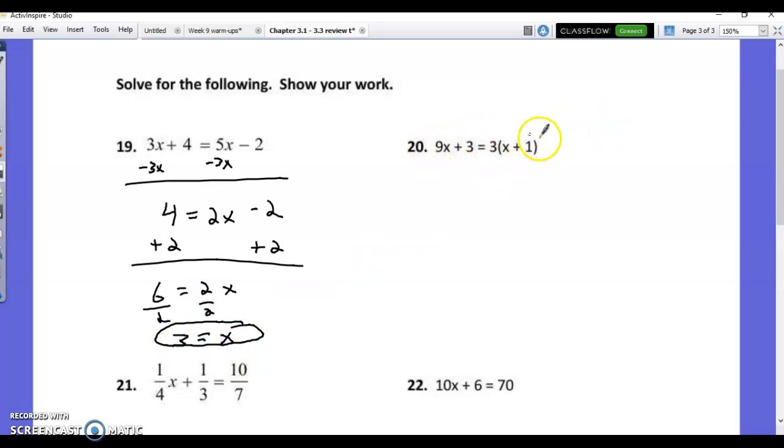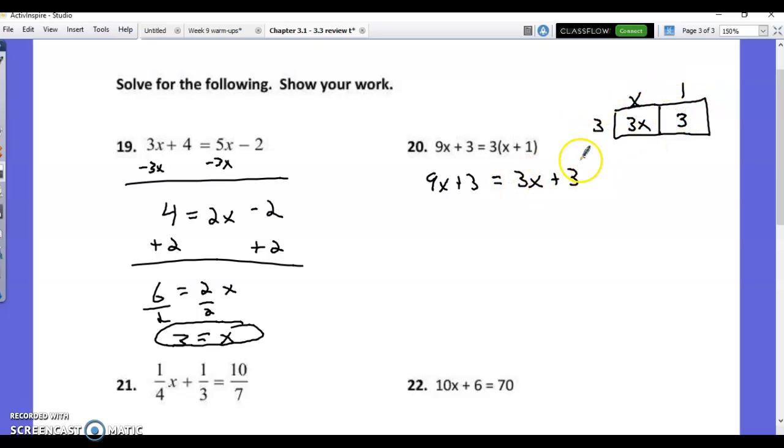All right, over here I have to distribute first. So 9x plus 3 equals 3x plus 3. If you need to set up the box to do that, go ahead, because I know a lot of you guys have been practicing with that. So 3 goes on the outside. x, 1, 3x, 3. That's where I get the 3x plus 3. You take that and you write it there.